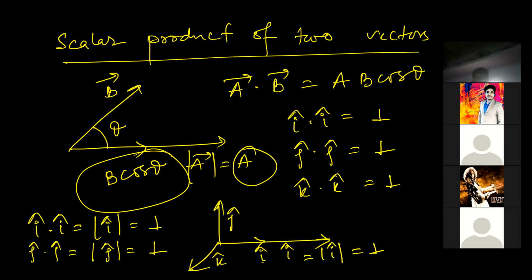I cap, J cap, K cap are not vectors. They are unit vectors. They are only used to find out the direction. Suppose one vector has some component working along the x-axis, y-axis, as well as z-axis. The component along the x-axis is represented by I cap, the component along the y-axis by J cap, and the component along the z-axis by K cap. For this purpose, these unit vectors are used.